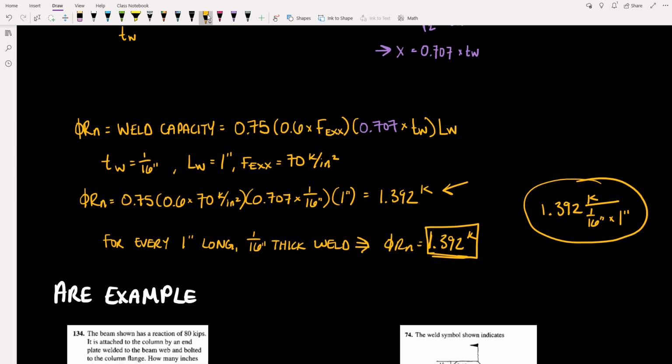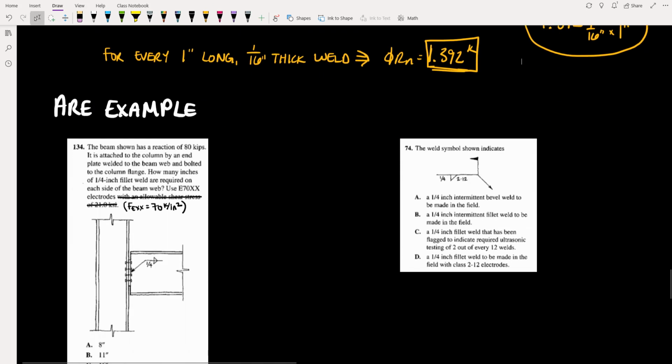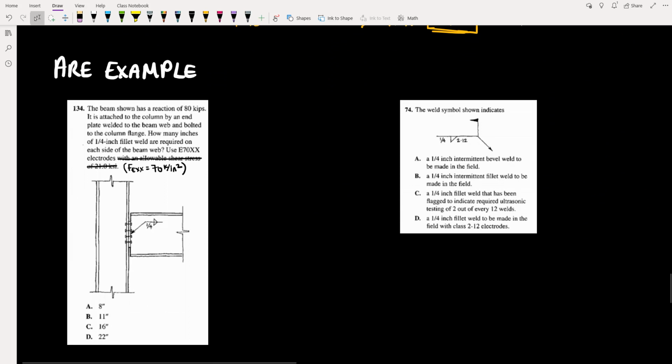So let's now use this number to solve an example from the ARE. This question states, the beam shown has a reaction of 80 kips. It is attached to the column by an end plate welded to the beam and bolted to the column flange. How many inches of 1/4 inch fillet weld are required on each side of the beam? And it's telling us to use E70XX electrodes.